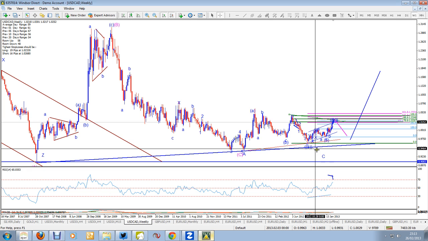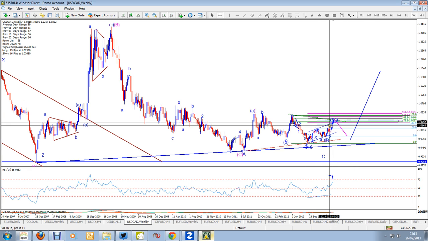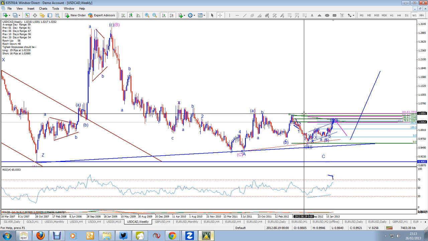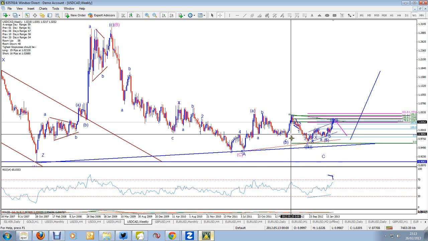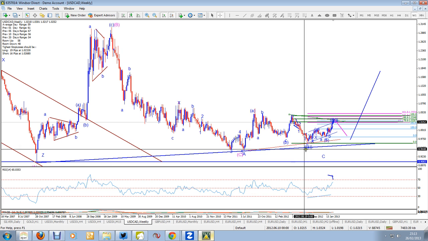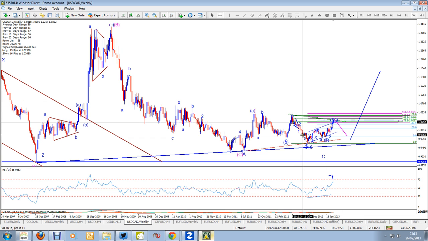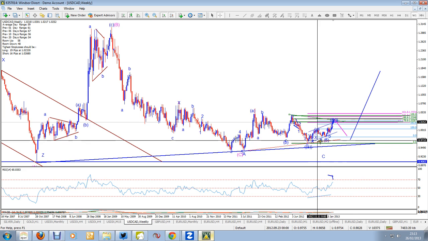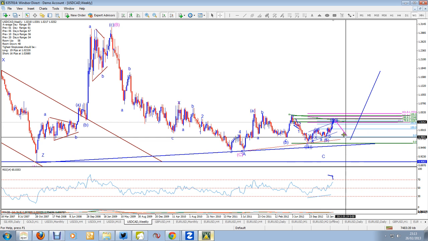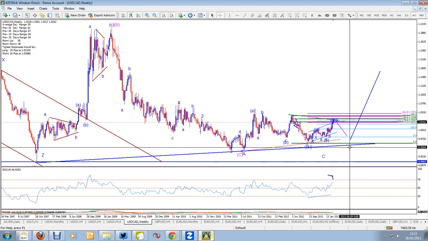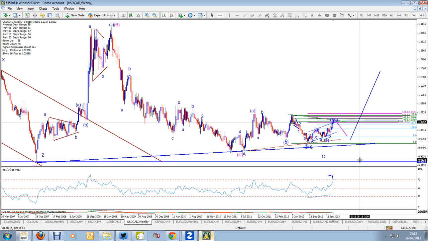So if this forms a triangle, then in which direction should we go? Normally a triangle is a wave B or a wave 4. So this one is definitely not a wave 4. So then I would say it's more likely to be a B. If it is a B, then there should be a wave C down. So wave C can stop at this rising trend line support, or maybe come down even deeper.